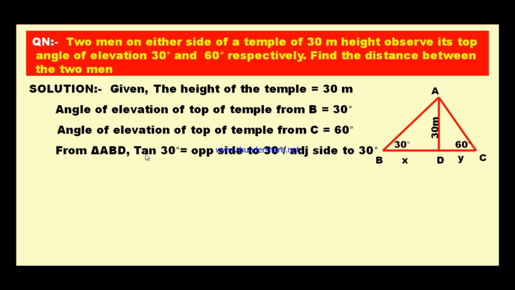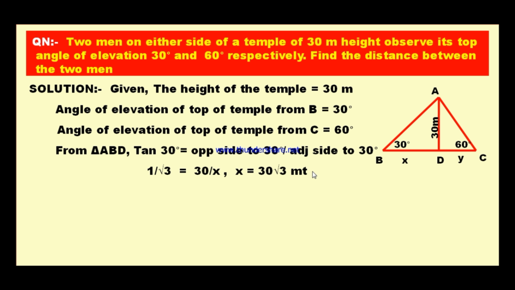Again go for the trigonometrical ratio tan. Tan 30 degrees is equal to the opposite side to 30 degrees by the adjacent side to 30 degrees. Let us substitute the known values. What is the value of tan 30? Good, 1 by root 3. The opposite side to 30 degrees is 30 meters, by the adjacent side x. So 1 by root 3 equals 30 by x. By cross multiplication, x is equal to 30 root 3 meters. This is the distance between the first person and the temple.